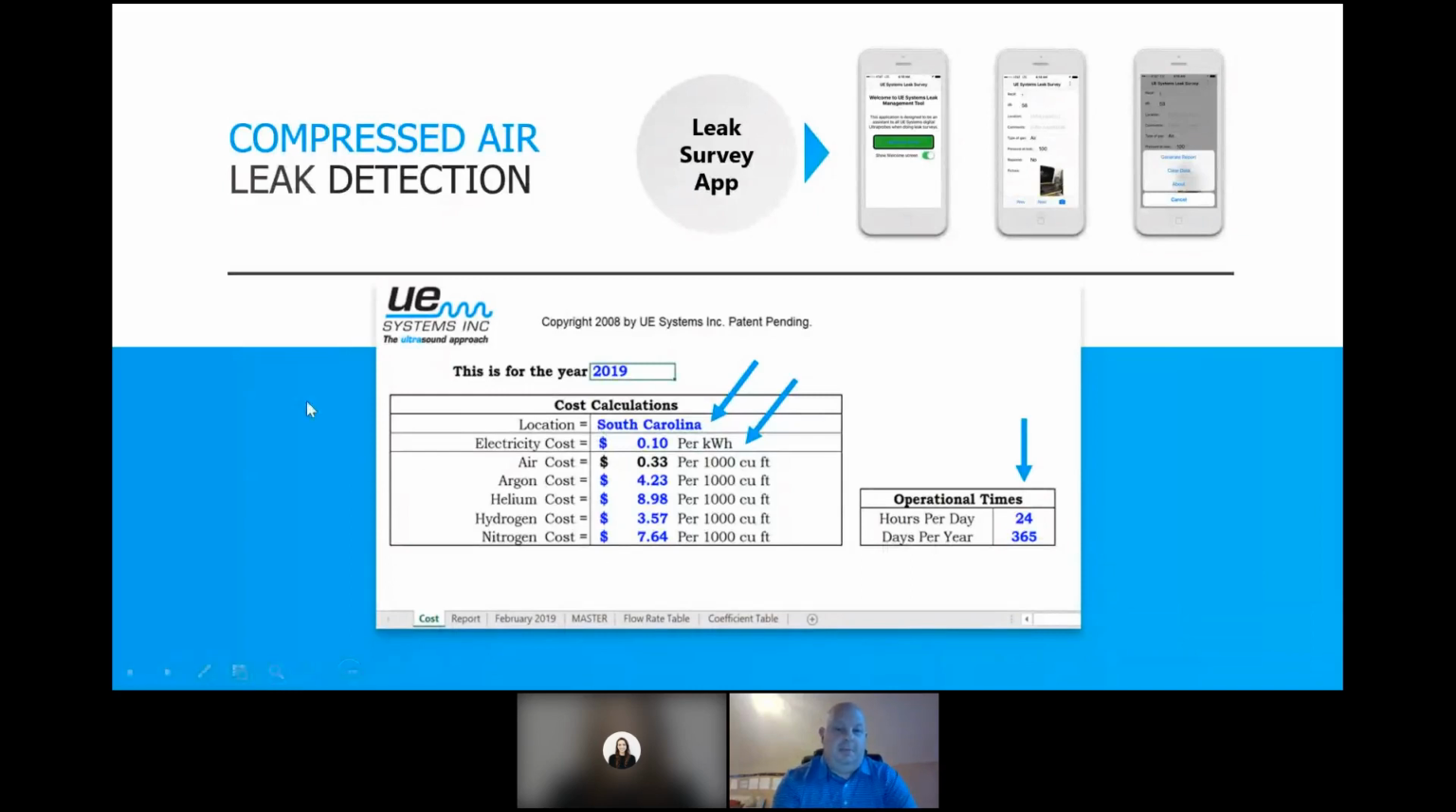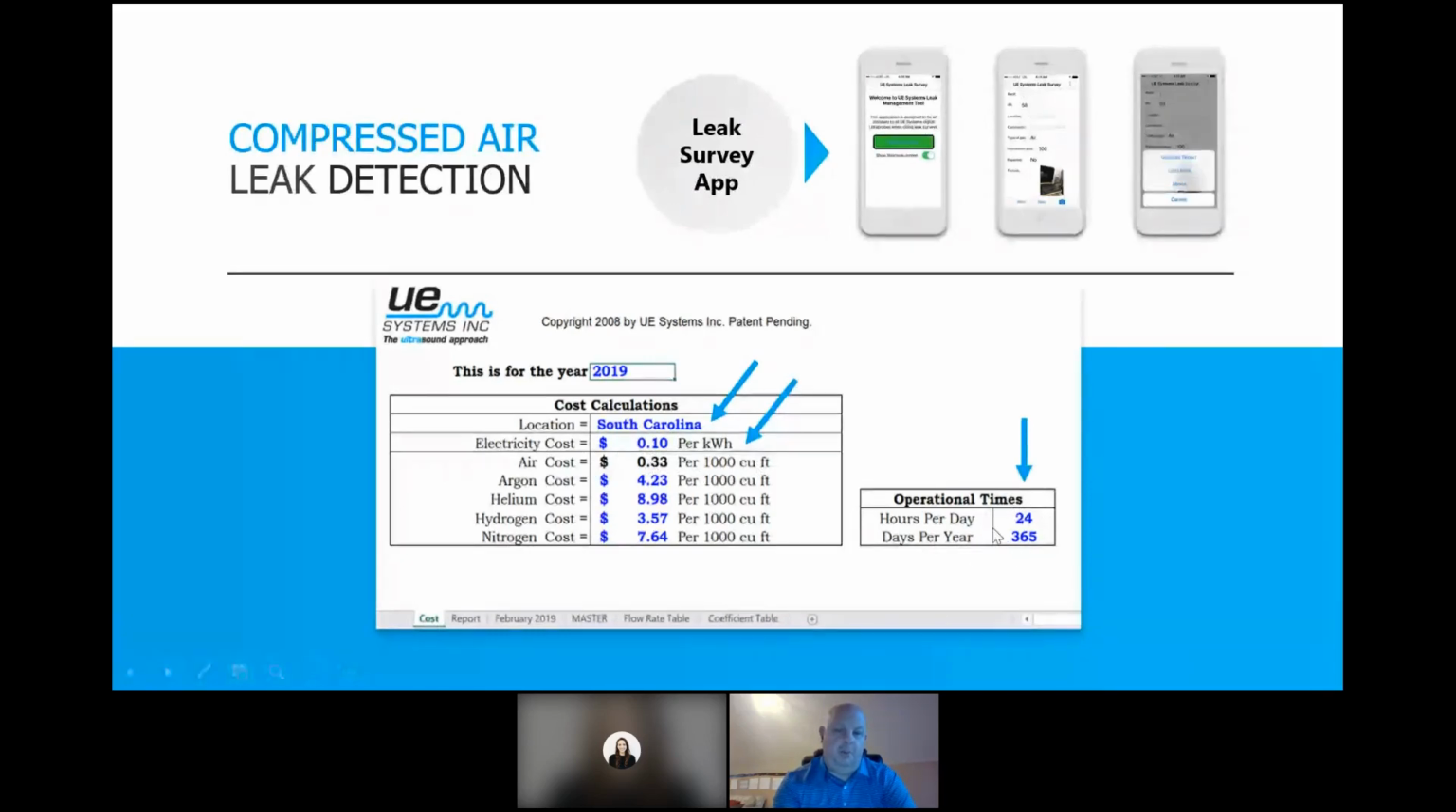So you would just specify what state you're in, and that will give you that information as well. Your electricity costs, that's going to be your cost per kilowatt hour of electricity. And then here is your cost per 1,000 cubic feet of compressed air. And then you also have the option over here for your operational times.